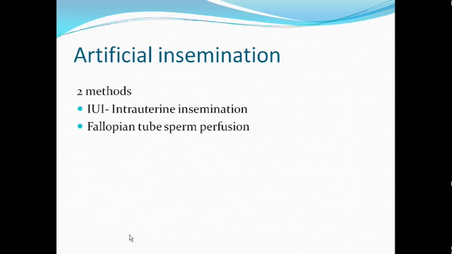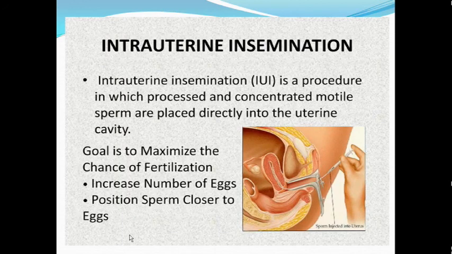Now coming to artificial insemination. Two methods are there. One is IUI, intrauterine insemination. Second is fallopian tube sperm perfusion. Here is the procedure by which concentrated motile sperms are placed directly into the uterine cavity. You can see this is the Sims speculum, and by this tube we are injecting the sperm, which is in concentrated or processed form. The goal is to maximize the chances of fertilization, increase the number of eggs and position sperm close to the eggs.